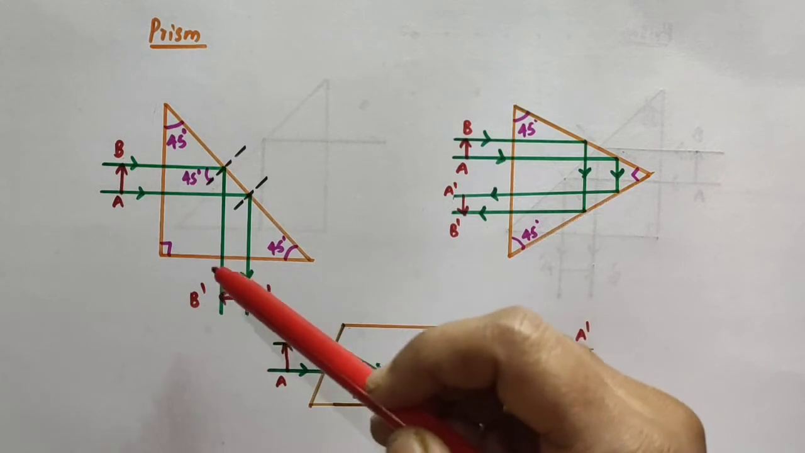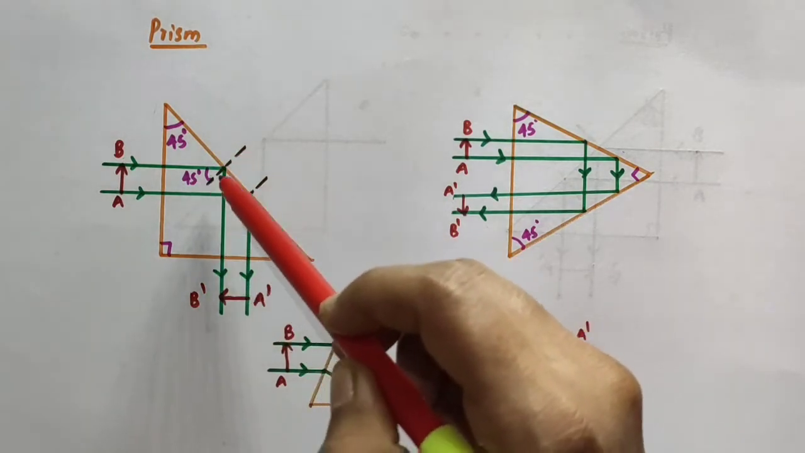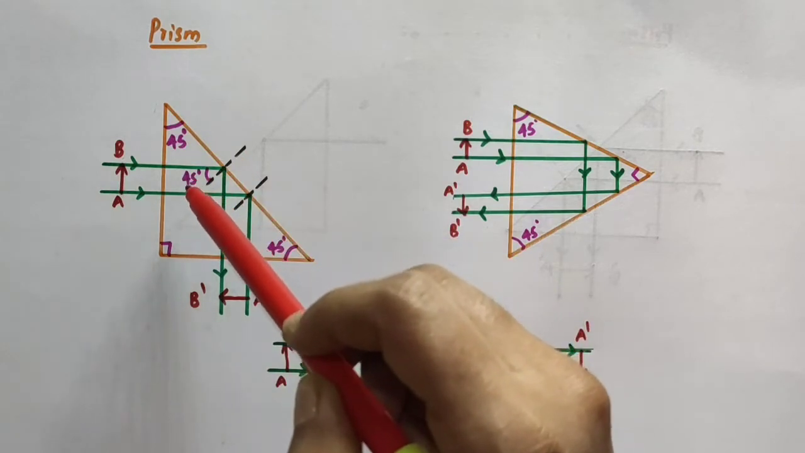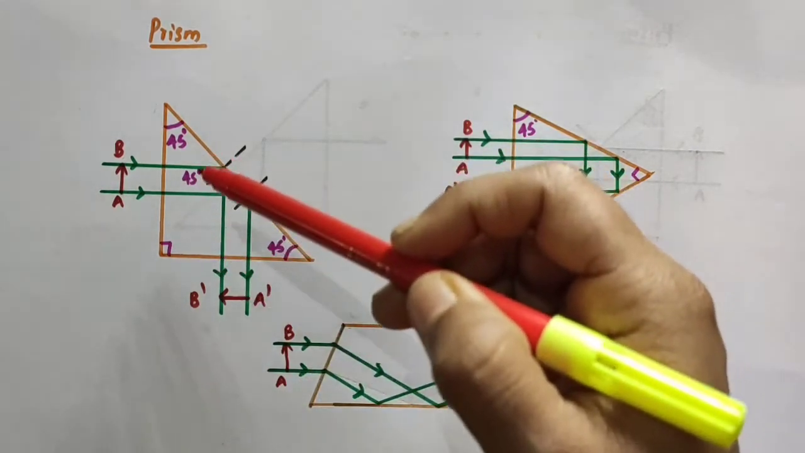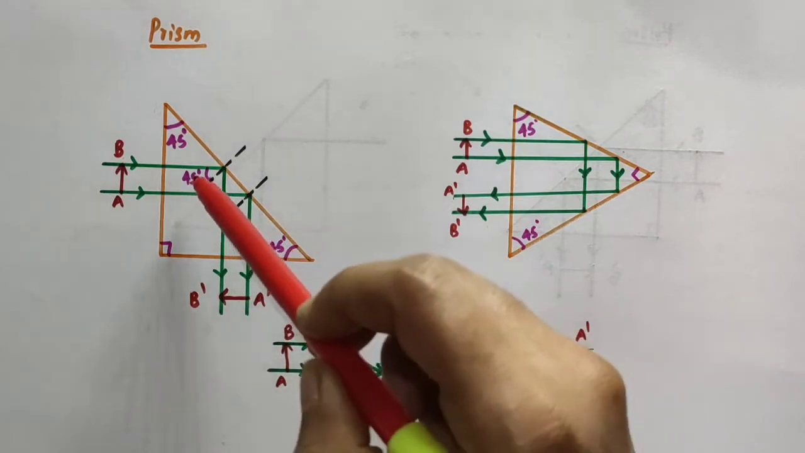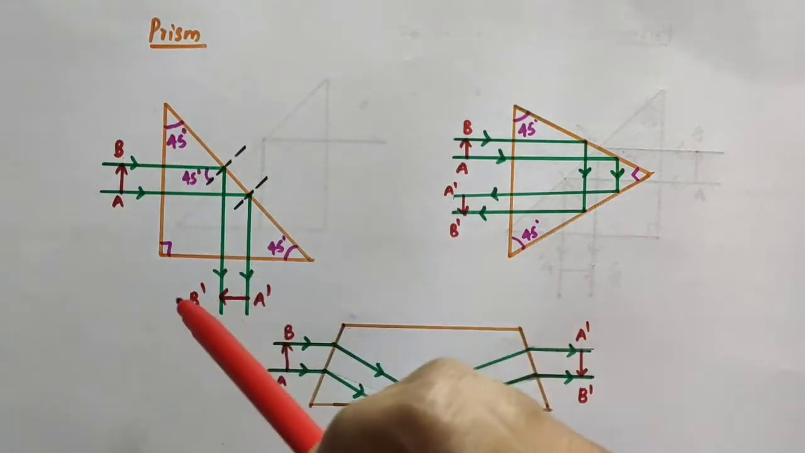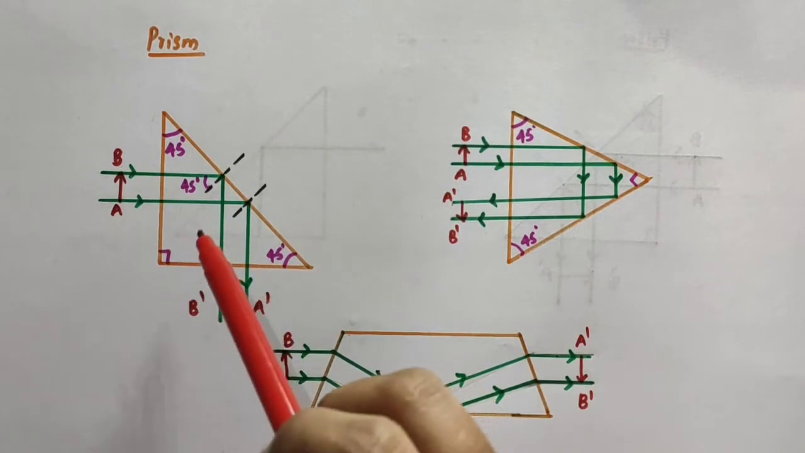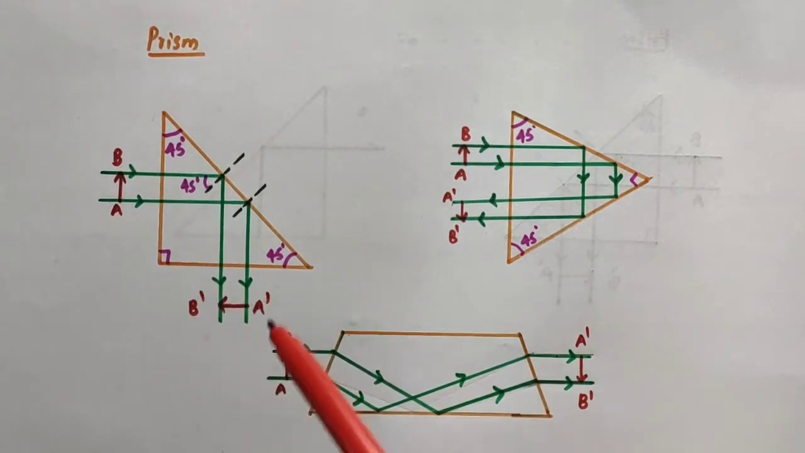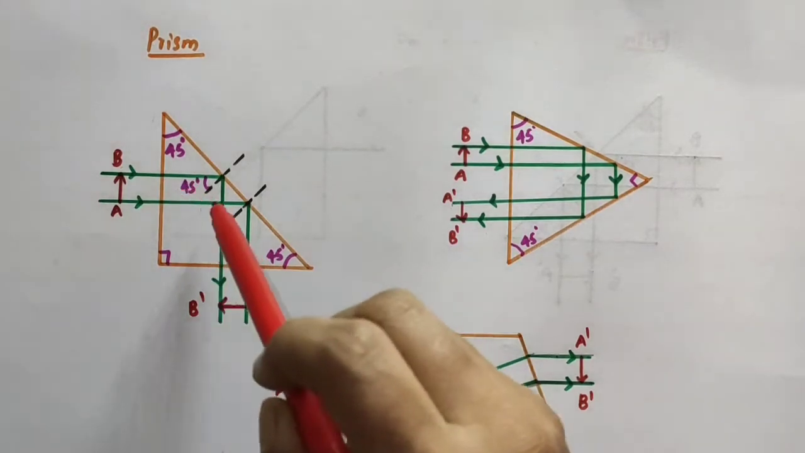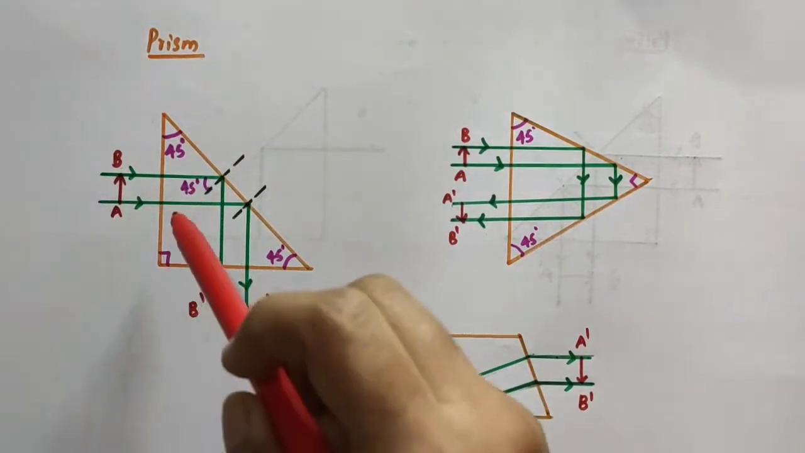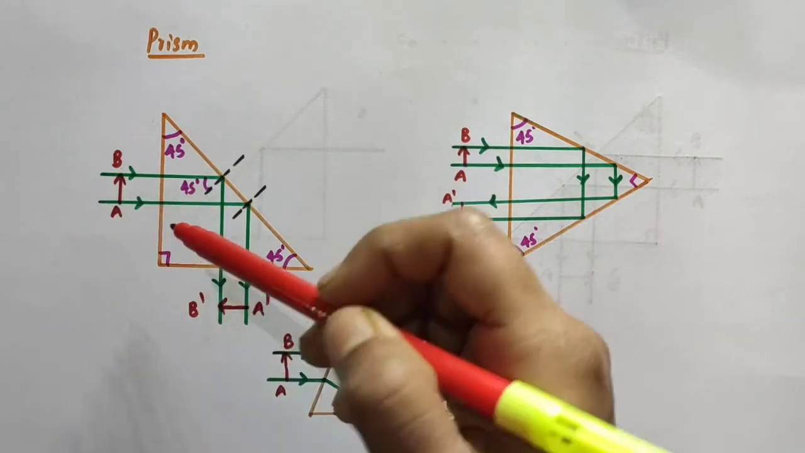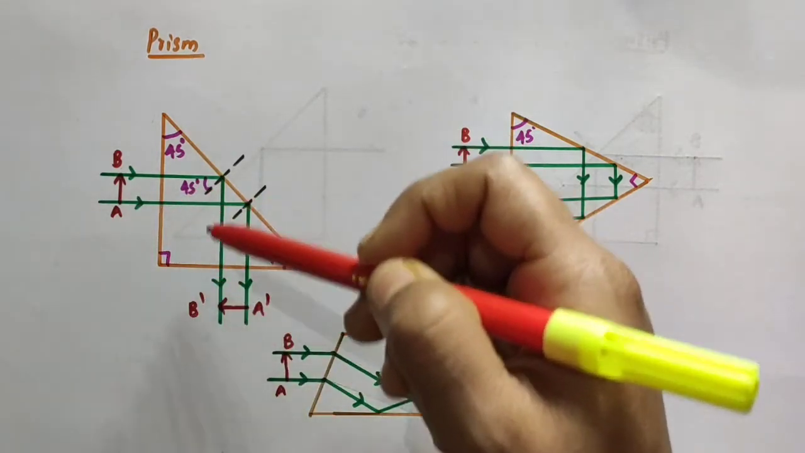Here the normal has been drawn. The angle between this incident ray and the normal will be 45 degrees. So for internal reflection to take place here, the critical angle of this prism must be less than 45 degrees. Only then would total internal reflection take place, because we know that when the angle of incidence exceeds the critical angle, total internal reflection takes place. So here the angle of incidence is 45 degrees and total internal reflection has taken place.